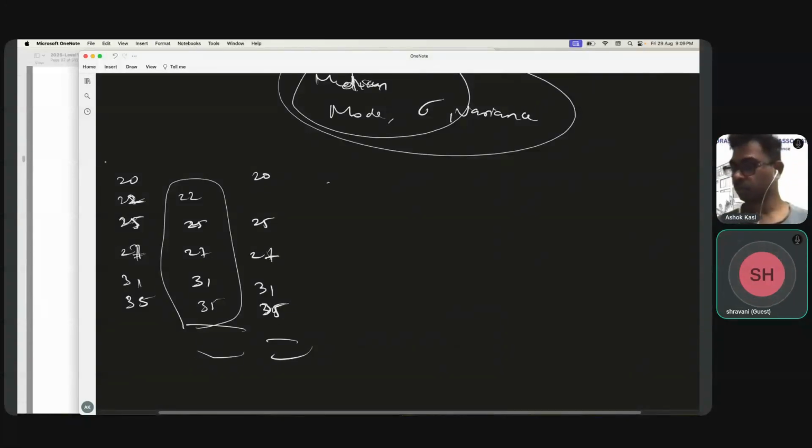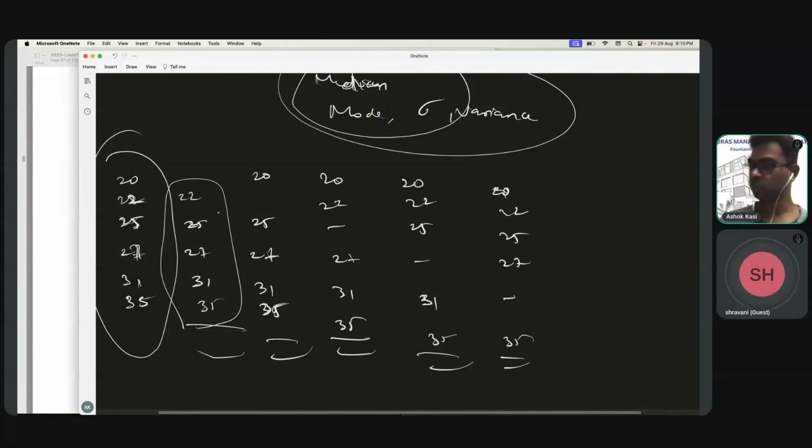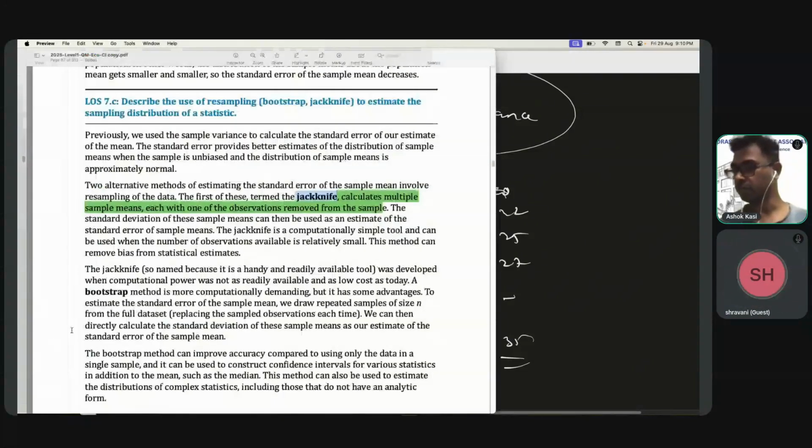Third sample. So you see, only with one data, how many samples I'm able to create. 20, 22, 25 I will ignore, 27, 31, 35. Then 20, 22, 25, then 27 I will ignore. Then 20, 22, 25, 27, I will ignore this one, 35. So this is called jackknife. That means I'm cutting down one number each time from the population data and creating many more multiple samples.